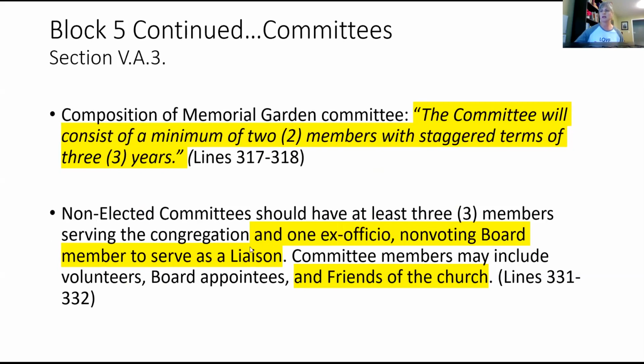Next, non-elected committees should have at least 3 members serving the congregation and one ex officio non-voting board member to serve as liaison. So this is what I referred to earlier, whereas the president wouldn't be the non-voting ex officio member, but a board liaison would be. So adding that into our bylaws. We've also added that friends of the church could be committee members in addition to our volunteers and board appointees.